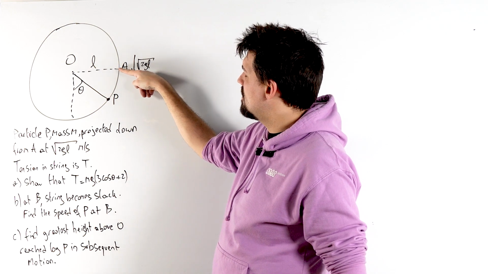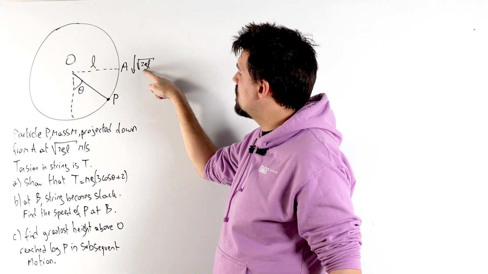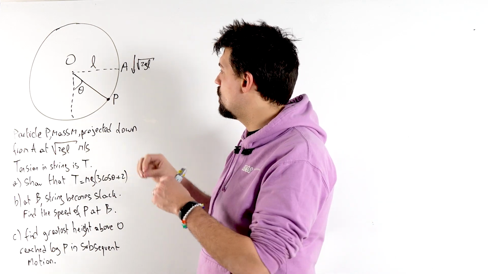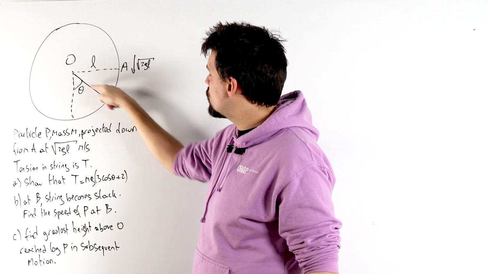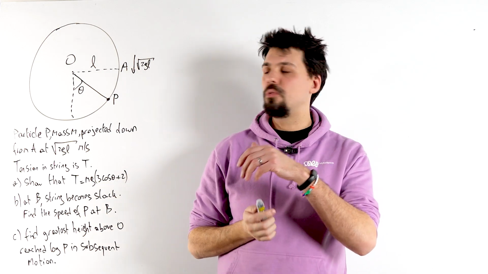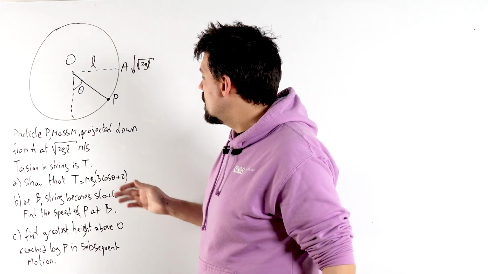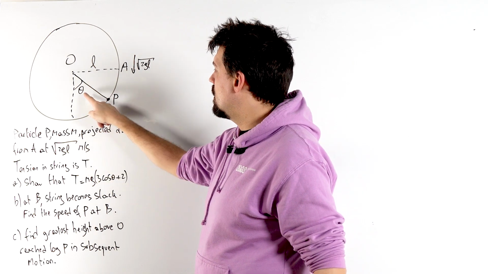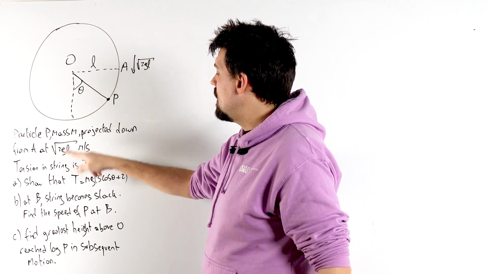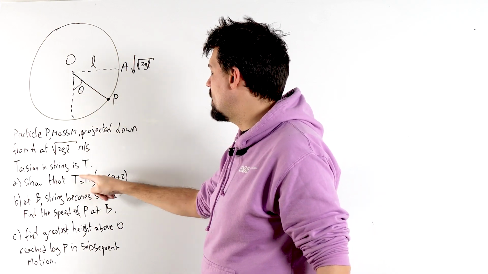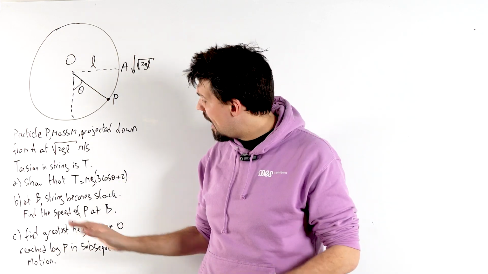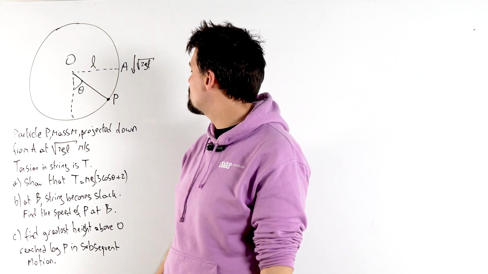It is going to be held at rest at A and projected downwards with a speed of root 2gL meters per second. So we've got our particle, mass m, on a string. We hold it here horizontally and scoot it down at that speed. The tension in the string when the particle makes an angle theta with the downwards vertical is T. First job, show that T is equal to mg times (3 cos theta plus 2). I reckon we start with that and we'll get back to parts B and C in a second.